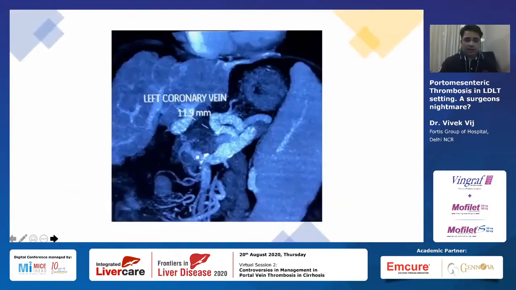So Yerdel grade 1, it's very easy. Everybody knows it's none of a surgeon's nightmare. But as I told you, here we can see that there is a partial, less than 50%, thrombosis. Also, there is a big collateral draining into the renal vein. This is a lienorenal collateral.